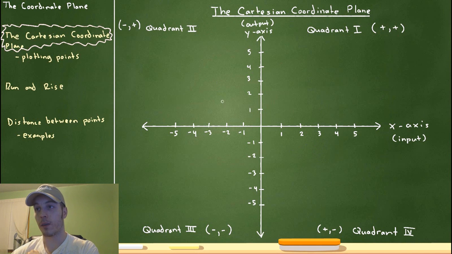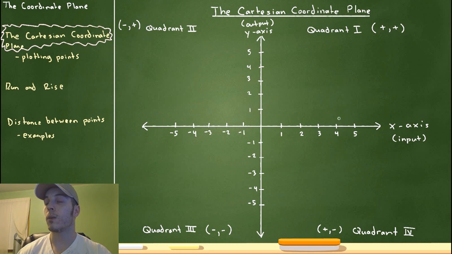So those are the 4 quadrants of the Cartesian coordinate plane. I may refer to quadrants occasionally, so just know how those go. Again, the top right is quadrant 1, and then you count counterclockwise. So top left is 2, bottom left is 3, bottom right is 4. So that's the Cartesian coordinate plane.